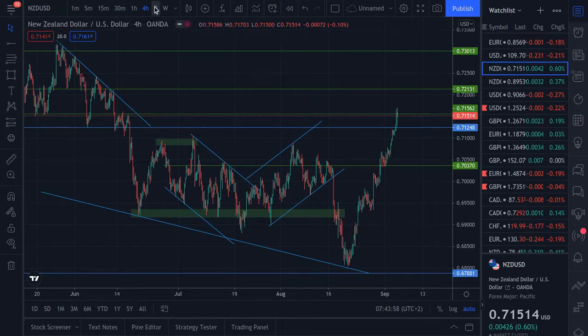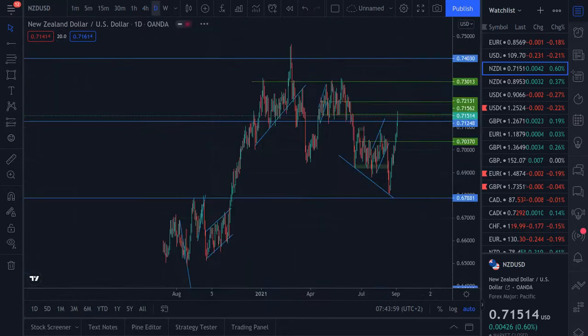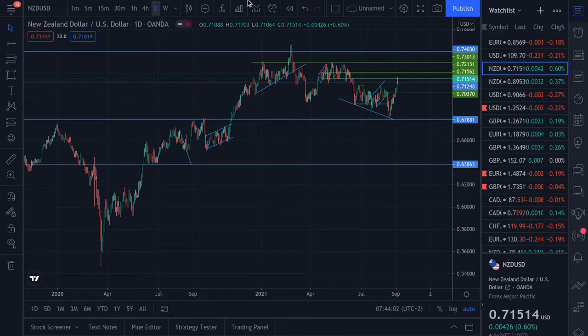Let's just pick it up to a day. There it is. So I'll be looking for sells here. If it doesn't sell down to this level, it might sell a bit further, you know. But I'm looking for sells here.